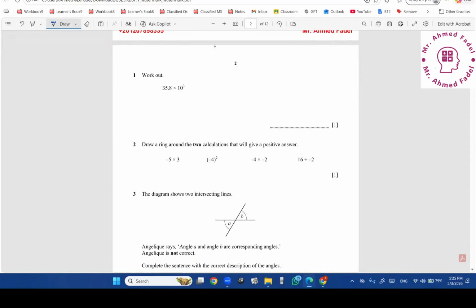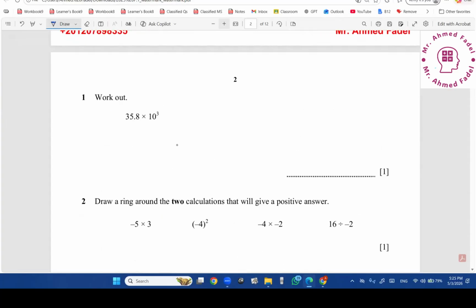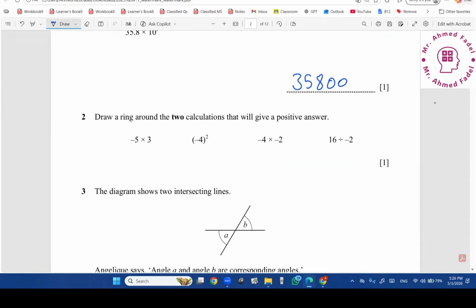All right, the first question says to you 35.8 multiplied by 10 to the power of 3. So here you're multiplying it by 1000. Moving the decimal point 3 digits to the right is going to give you 358. This is only one digit, but I need two more digits. So 35,800.